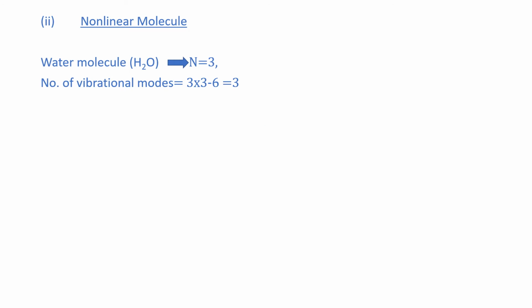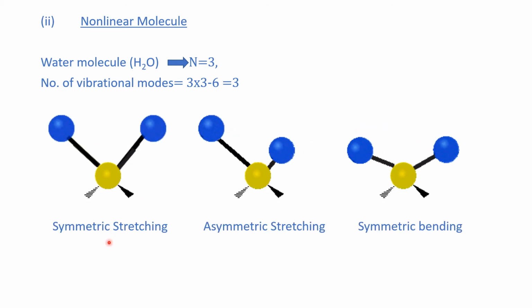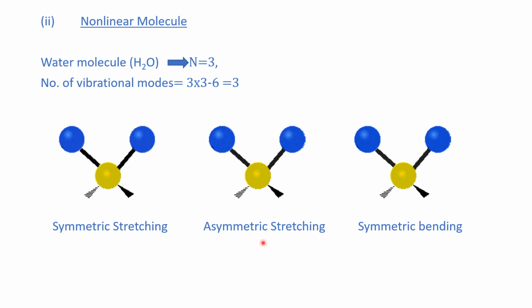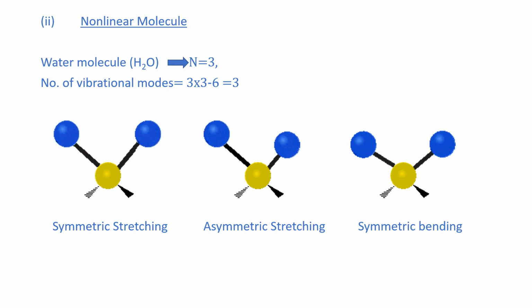If we have a non-linear molecule like water, there is again n equal to 3, 2 hydrogens and 1 oxygen. According to the formula for the non-linear molecule, there will be 3 vibrational modes. Those 3 vibrational modes are the symmetric stretching, the asymmetric stretching, and the symmetric bending.